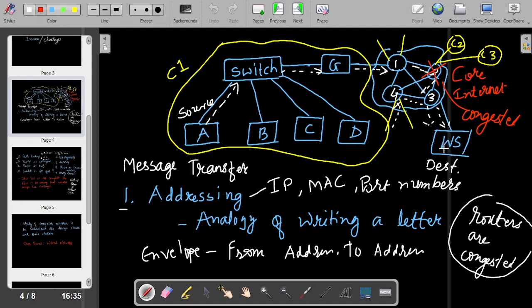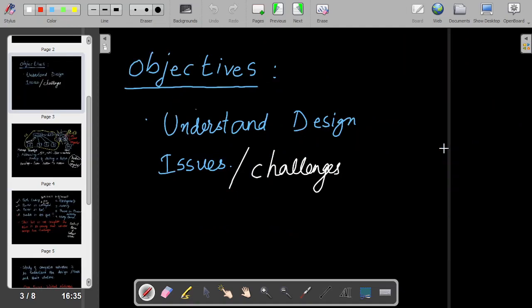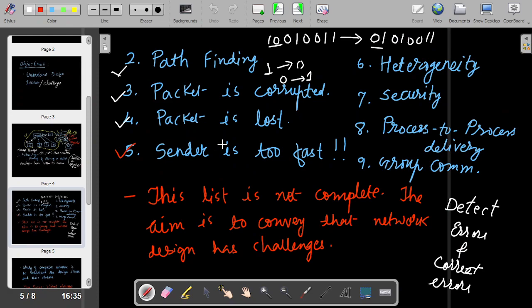What is the cause? The cause is this: the sender is too fast. So there should be some mechanism to tell the sender, please slow down. A fast sender will not only create problems for the receiver, but it will also create congestion in the internet.